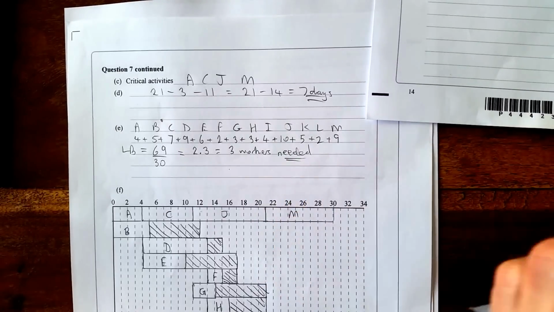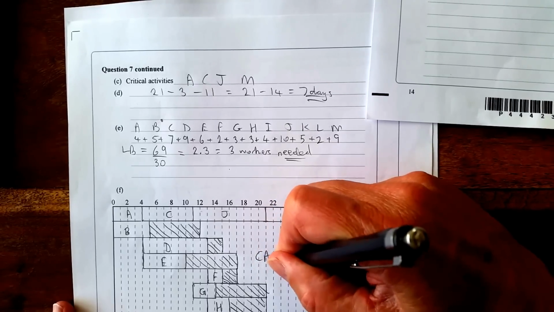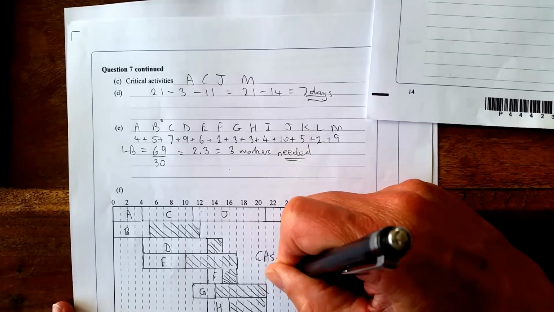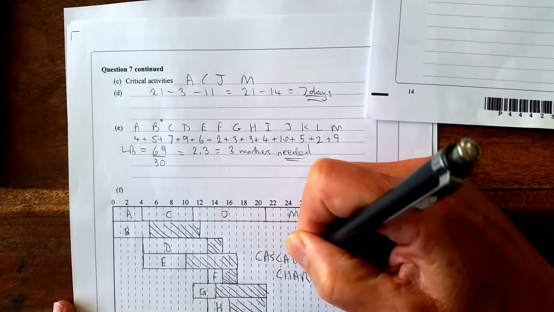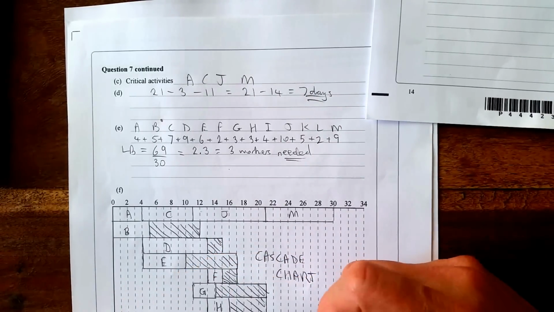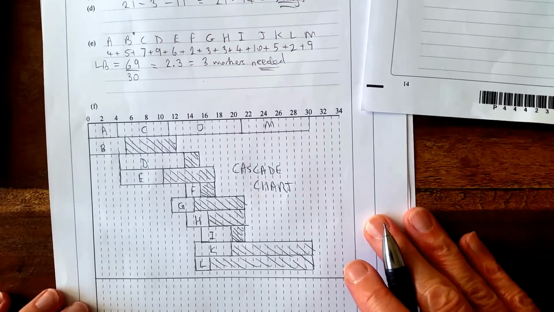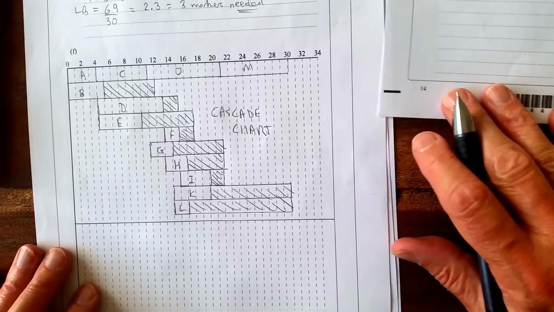So this is your cascade chart. Now I'm going to just put the schedule and diagram underneath. Now the schedule and diagram, use the cascade chart to show this.